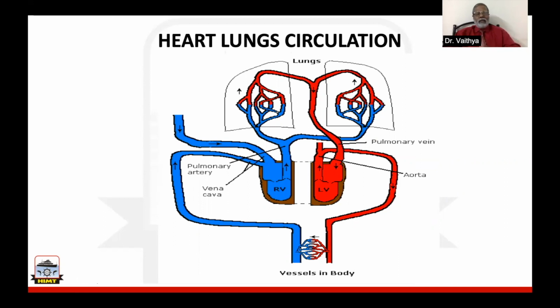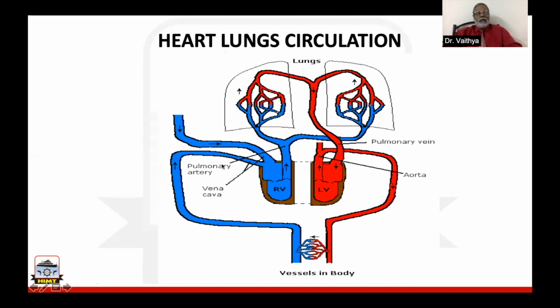For you to understand, I made a slide like this. This is the lungs, right lung, left lung. There's a heart, there's the right two chambers, the left two chambers, and these are capillaries. All of them we already discussed. I'm going to connect the heart and lungs now.